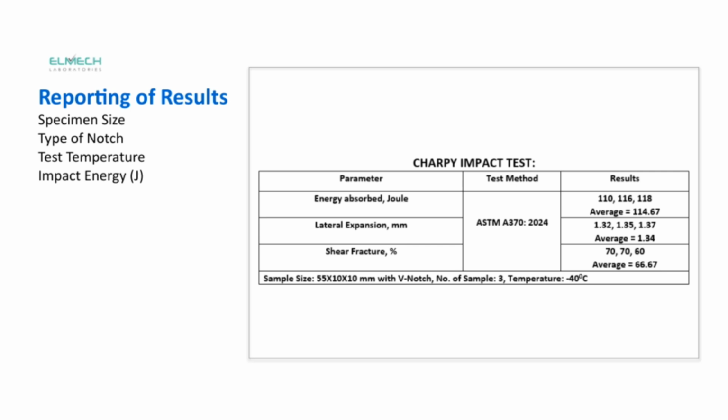Moving on, the test temperature is another vital parameter. Materials can behave quite differently at various temperatures, especially in cryogenic or elevated conditions, so documenting this helps interpret the results accurately. The core outcome we're interested in is impact energy, measured in joules. This value indicates the material's toughness, how well it can absorb energy before fracturing. Overall, these factors, specimen size, notch type, temperature, are interconnected and together paint a complete picture of the material's impact performance. When reporting, clarity about these parameters ensures our results are meaningful and comparable across different tests and studies.